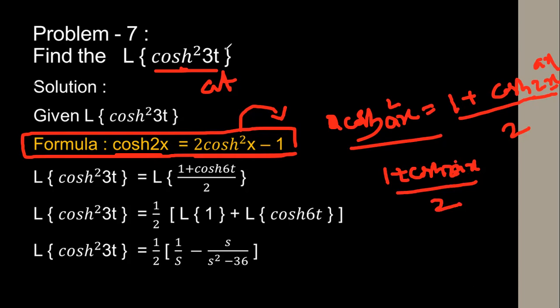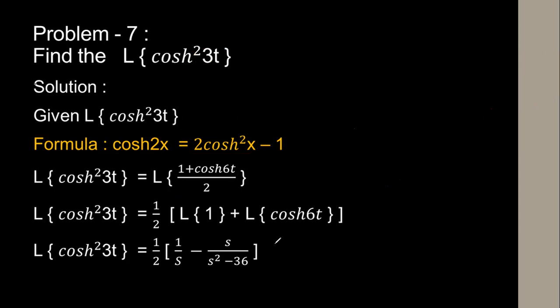Here the a value is 3. Substitute a value 3 here. What will you get? 1 plus cos h 2 into 3, 6x, by 2. This is the way you have to evaluate this type of function. When you have the square, we don't have a direct formula for this. Then you have to convert it using the basic formulas and simplify.